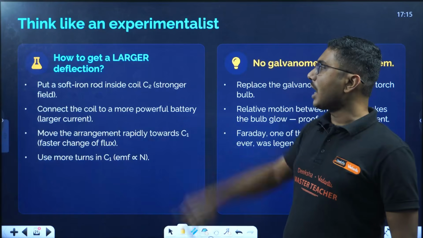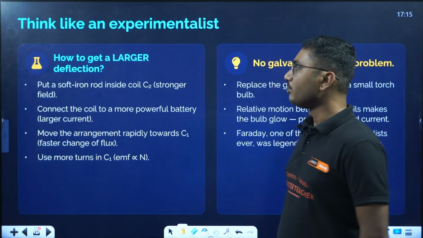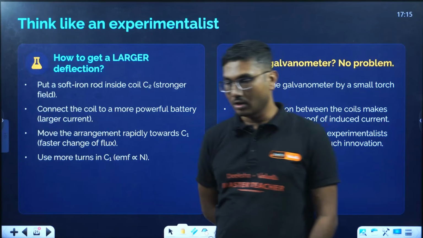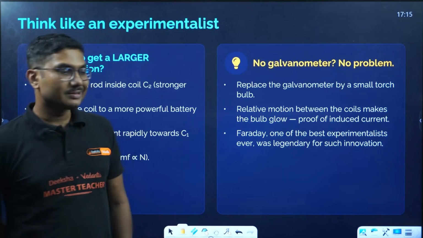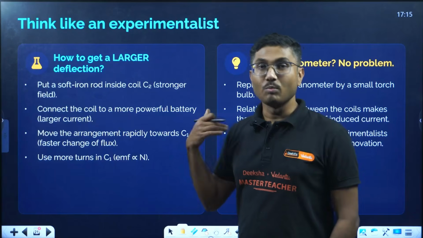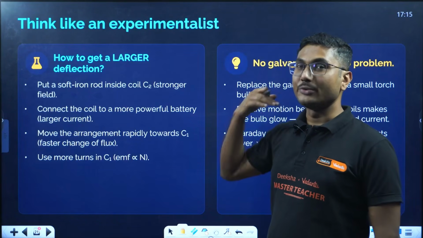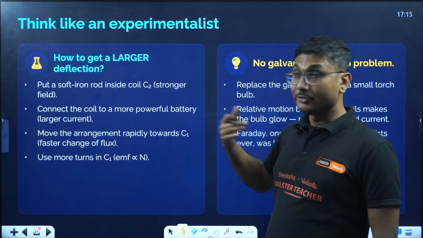Put a soft iron rod inside the coil C2. If you put a soft iron rod, that increases the magnetic field produced, and that actually gives you more magnetic field linked with the coil, and that's how you get a more induced EMF as well.